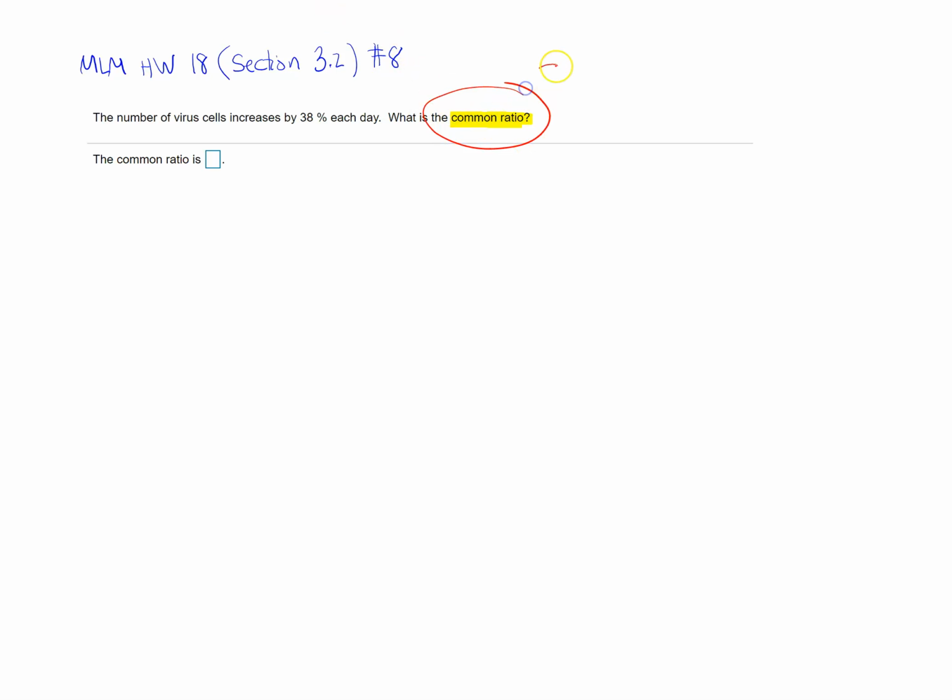So that word common ratio is a clue that we're going to have exponential growth. Another clue is that it's increasing by a percentage each day. So we're increasing by 38% each day. So we're not increasing by a certain number of bacteria. That would be linear.